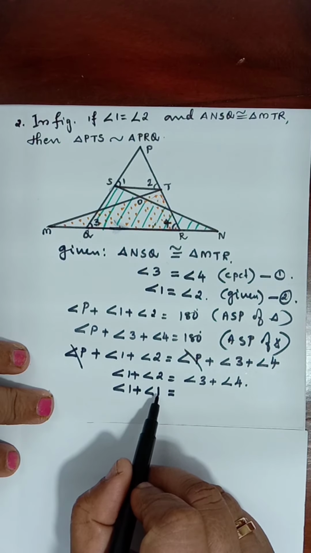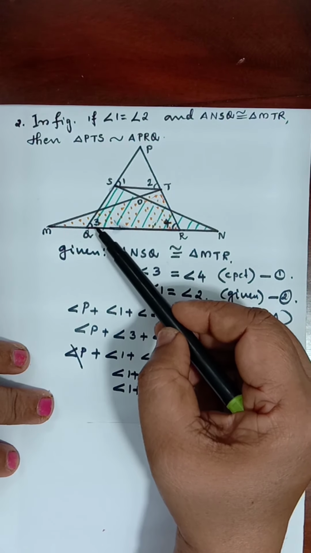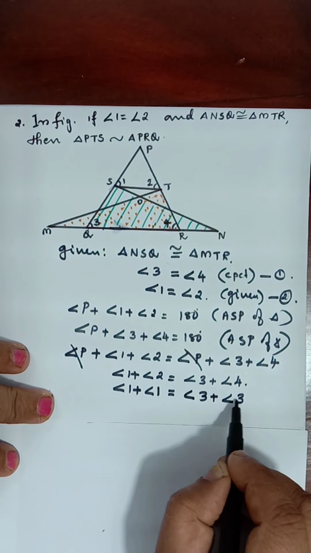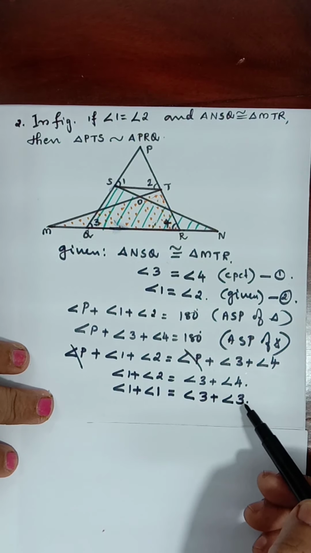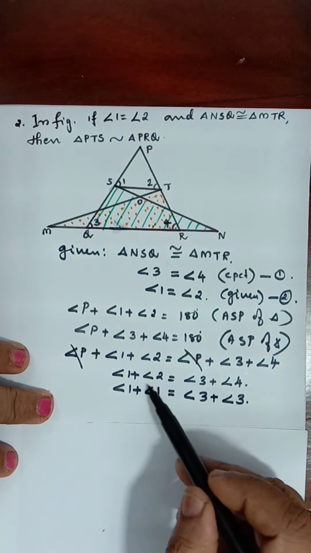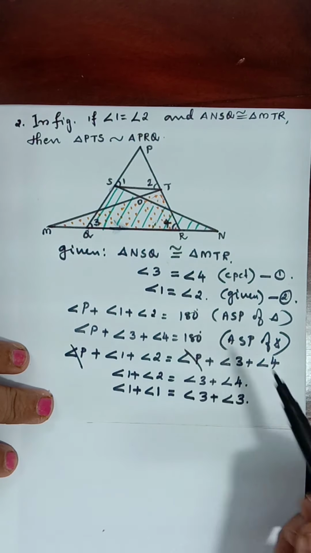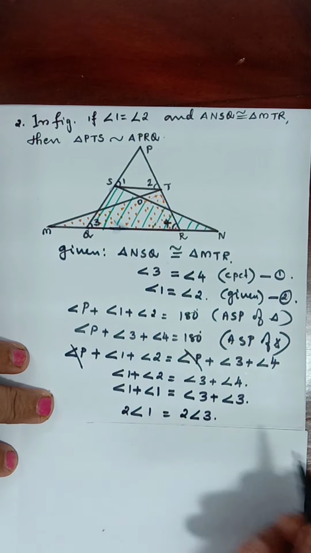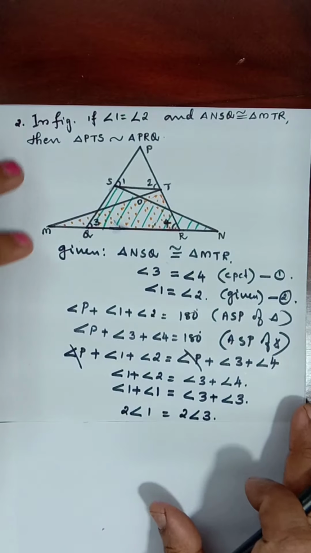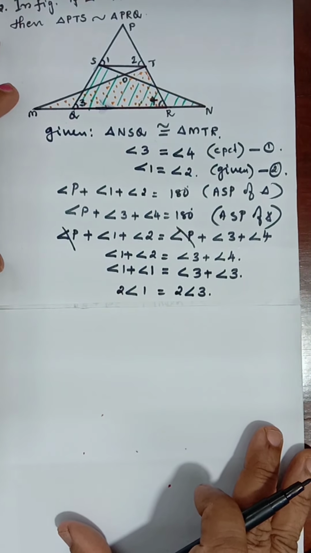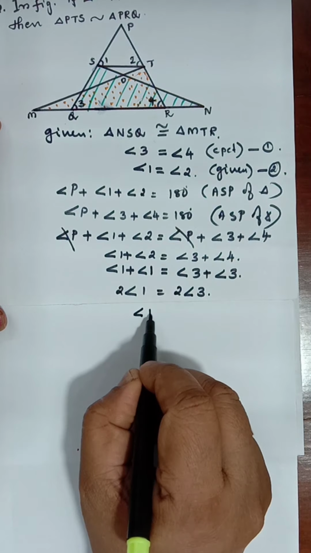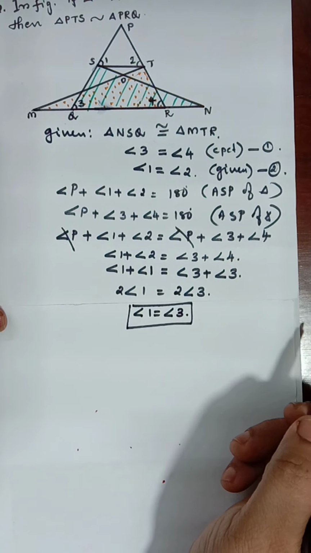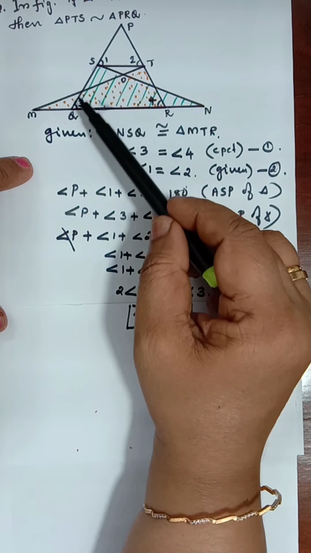Here I am getting it as 2 times angle 1. So here I am choosing 2 times angle 3, for which we have to write angle 3 plus angle 3. That means 3 is equal to 4. 4 I change as 3. 2 I change as 1 from equation 1 and 2. So here we have 2 times angle 1 is equal to 2 times angle 3. Okay. That means angle 1 is equal to angle 3. It's a very important point. When you see the figure, you will understand. Angle 1 is equal to angle 3.